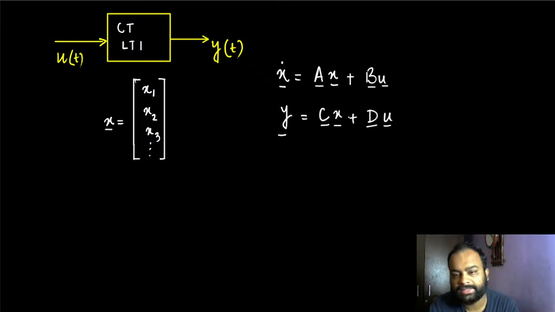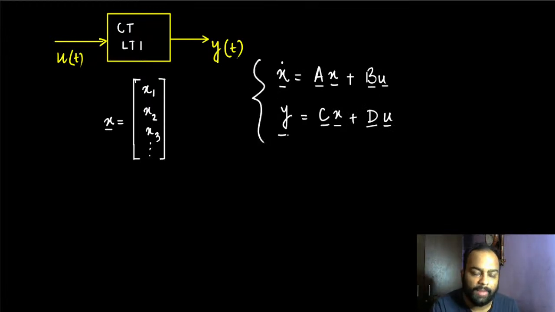All these underlines are indicating that these are either vectors or matrices. Okay, these are vectors and matrices, any of those, right? So again, u is the input, y is the output, and x is the internal state. And x dot is the derivative of the internal state, so that's the derivative of the state vector here.